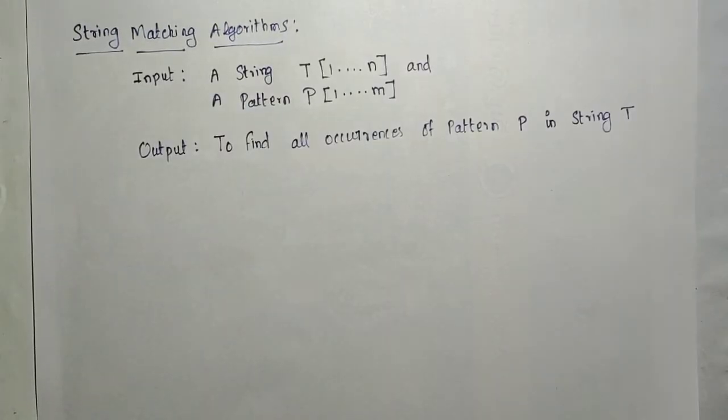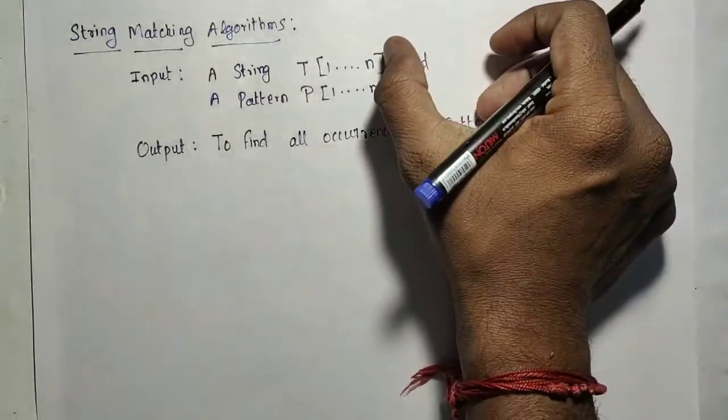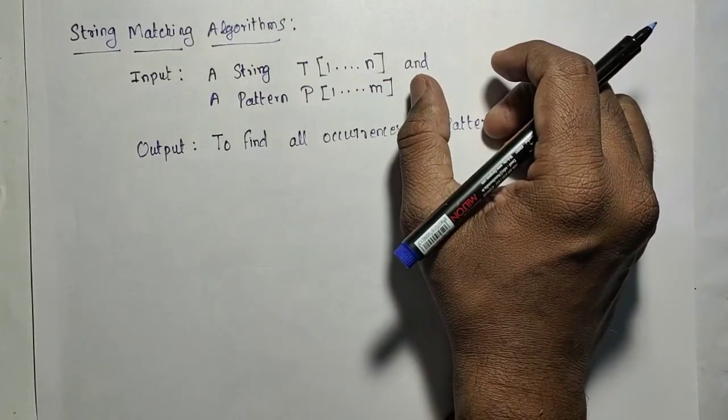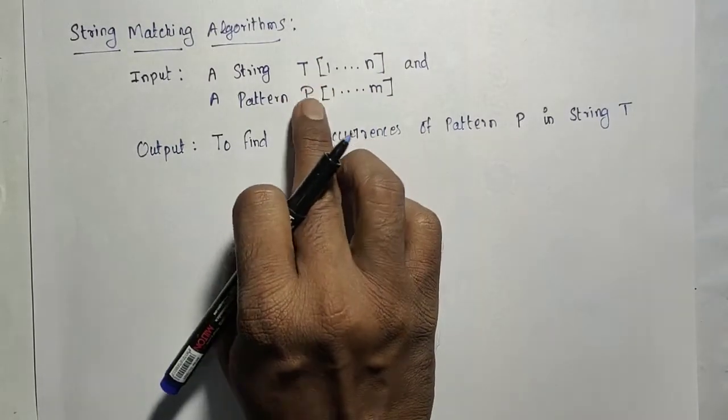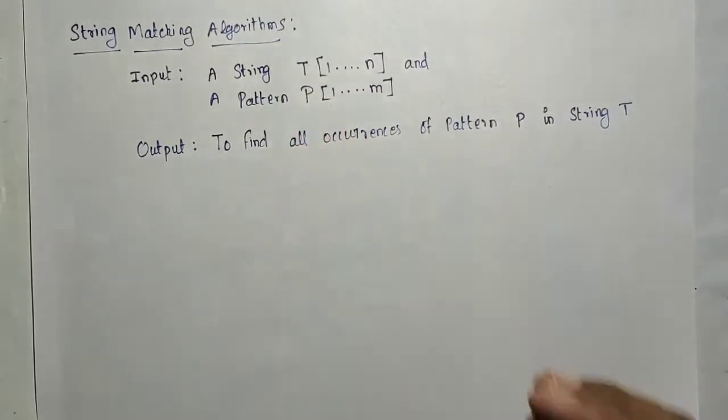So the input is a string T, with characters 1 to n. The length of the first string, the main string, is n, and a pattern P, capital P, whose length is m. The output is to find all the occurrences of the pattern in string T. Main string length n, pattern length m. We need to search all the occurrences of P in T. That is the problem statement.